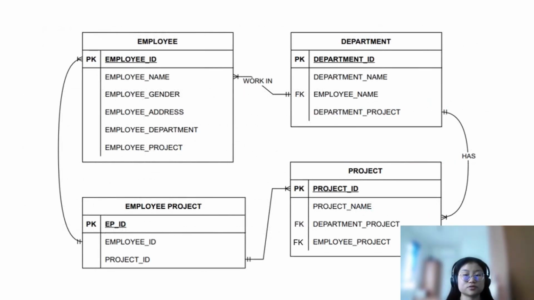This slide shows the crow's foot ERD of those business rules. Let me see the first table. The first table is employee and its primary key is employee ID. The second table is department and its primary key is department ID. Its foreign key is employee name. From the business rules, we know that the relationship of department and employees is one-to-many. So we can see from here, many employees work in one department.